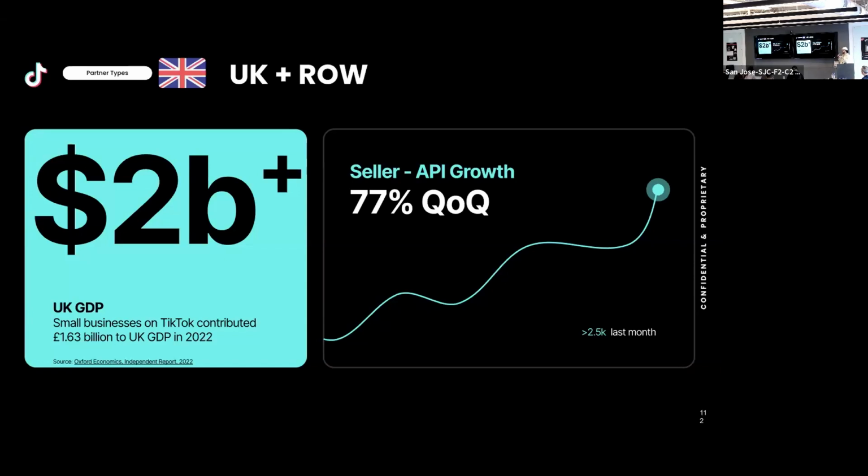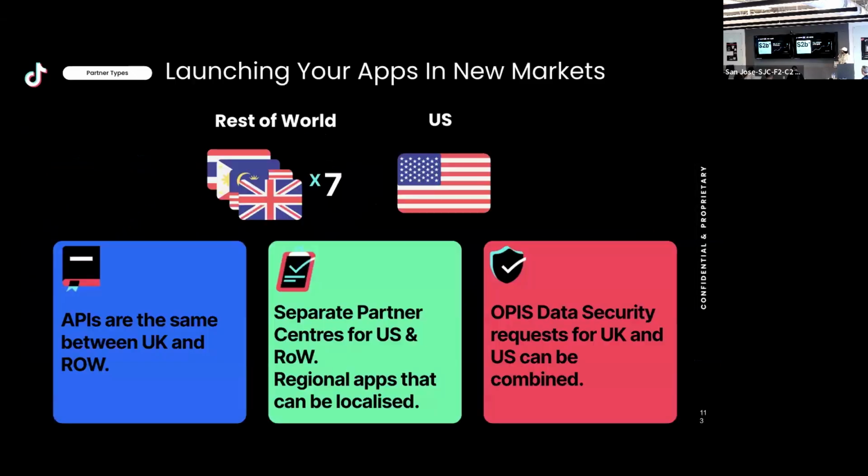And actually from a selling perspective in the UK, we're still seeing really strong quarter-on-quarter growth. So we're up 77% already in Q1 from where we were in the UK in terms of sellers that are now using our APIs, primarily through our apps and our partners like you guys are providing here. And that was over 2,500 new sellers that were using our APIs in the UK last quarter.